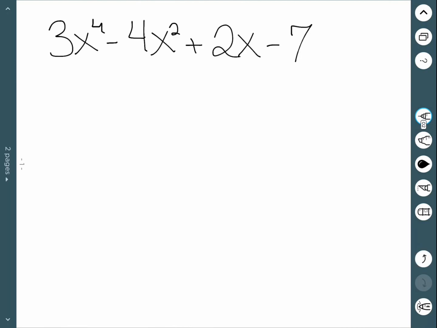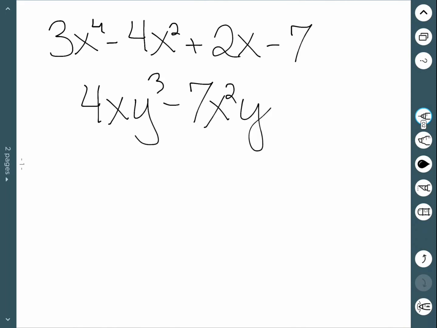This first one, 3x to the fourth minus 4x squared plus 2x minus 7, is an example of a polynomial in one variable. You'll notice all of the x's are raised to positive numbers. In this case, 4, 2, and 1. Here's another example, 4xy cubed minus 7x squared y. There's nothing that says polynomials only have to have one variable. In this case, this is still a polynomial in two variables. Like I said, as long as all of the variables have positive exponents, it's a polynomial.